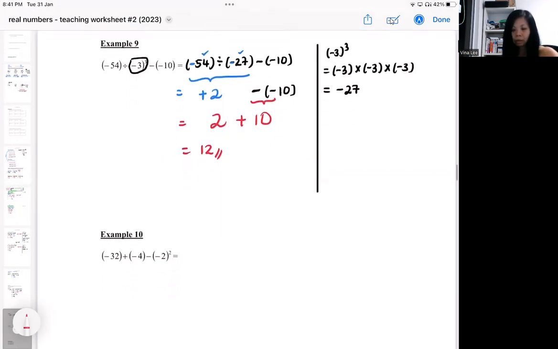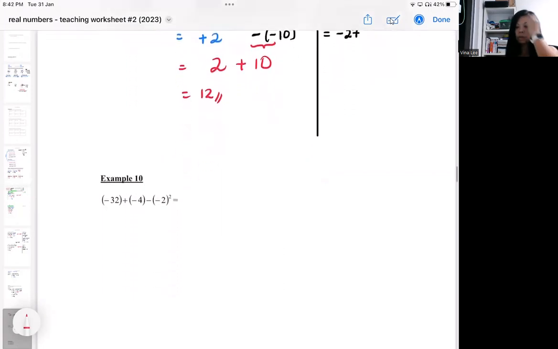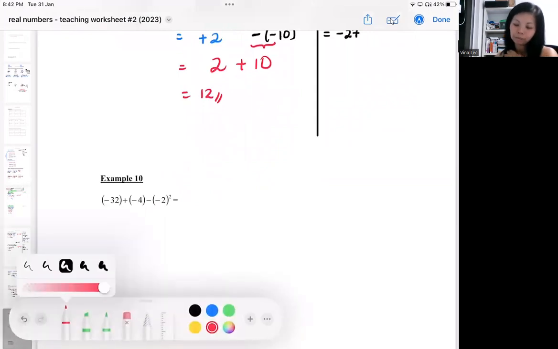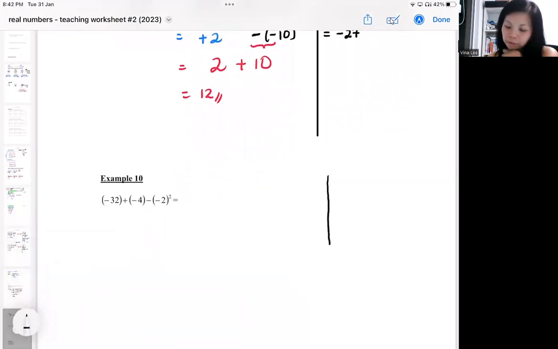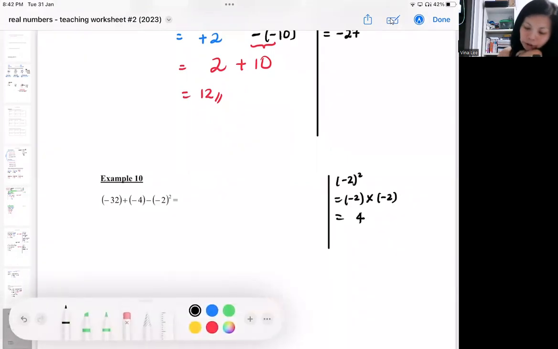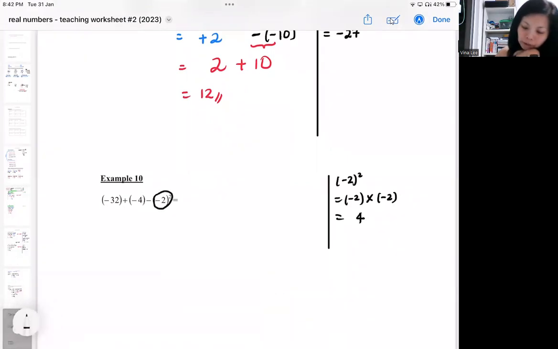So that is the same thing for the next one. For the next one, we got a -2 square. So I'm going to get rid of that first. You can punch calculator, but remember to punch with bracket. So you will get a +4. So change this out first. If you change this out, you get a +4.